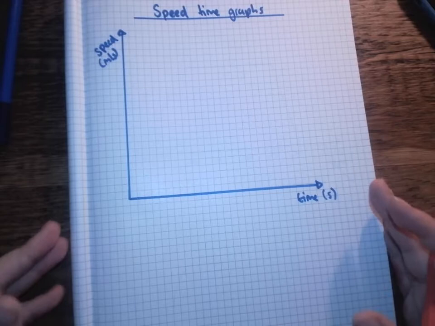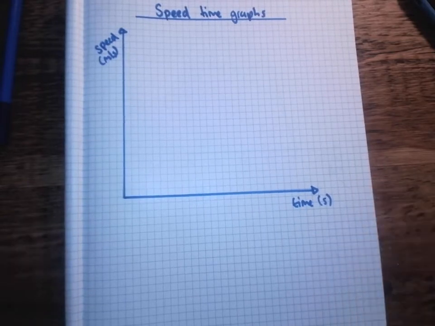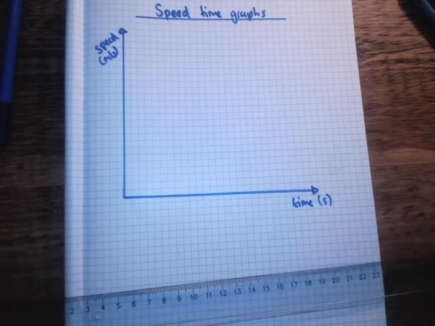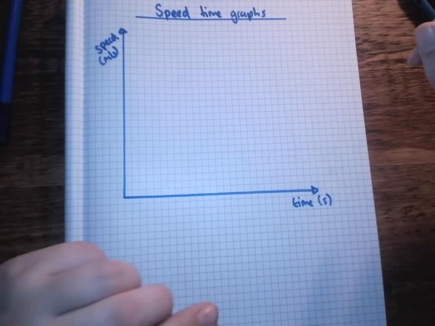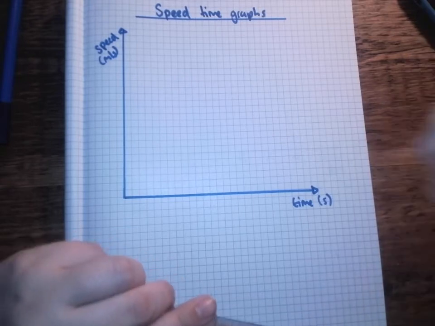Okay, so this next video is on speed time graphs. Now this is really important that we don't confuse these with our distance time graphs because the shape of these graphs mean different things, okay?